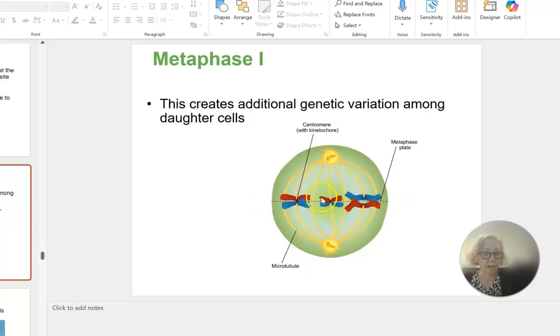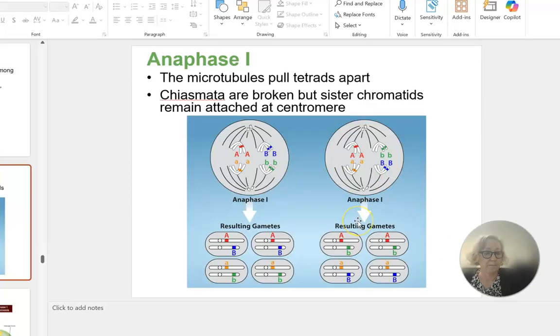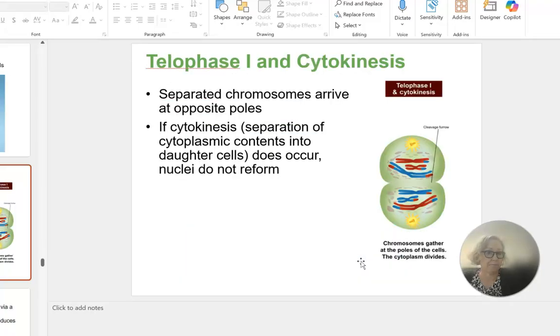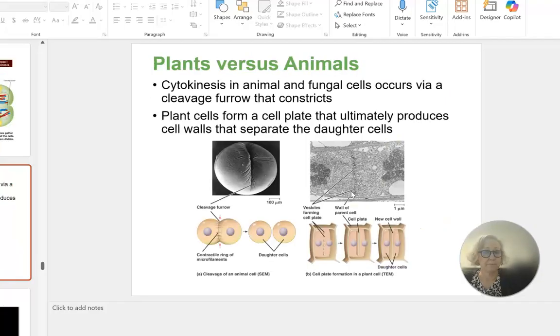There's metaphase 1. We're pulling them apart. Here we go. Mostly these are the resulting gametes at the end of anaphase 1. Telophase 1, cytokinesis, just like mitosis. And then remember, in plants, we have this cell wall. Let's not forget the cell wall.